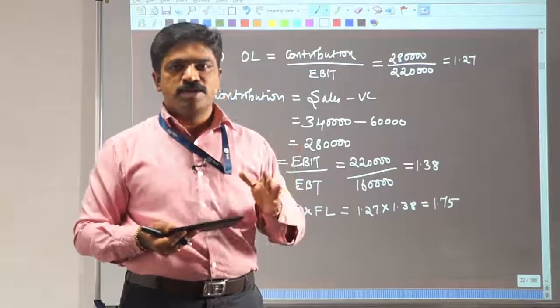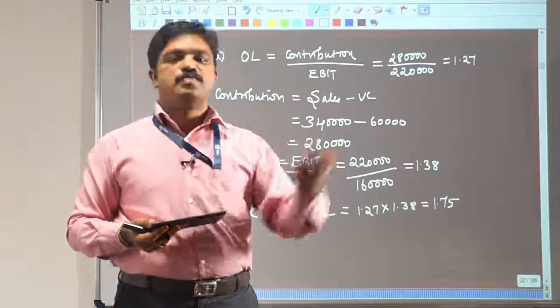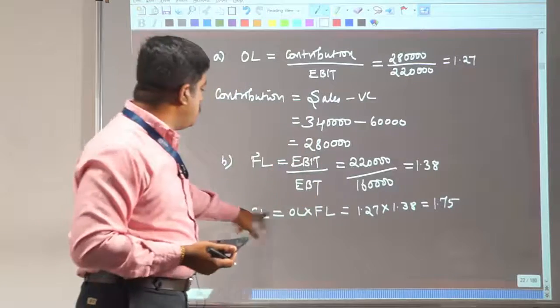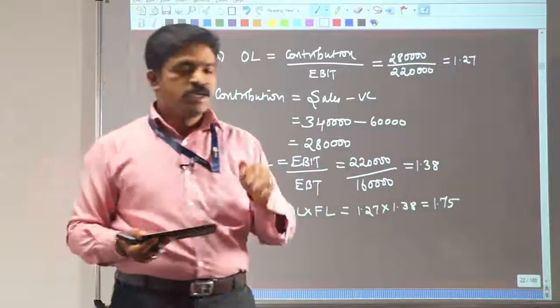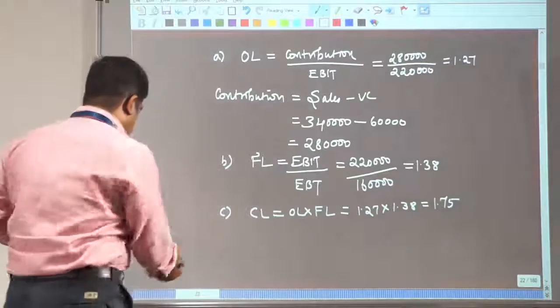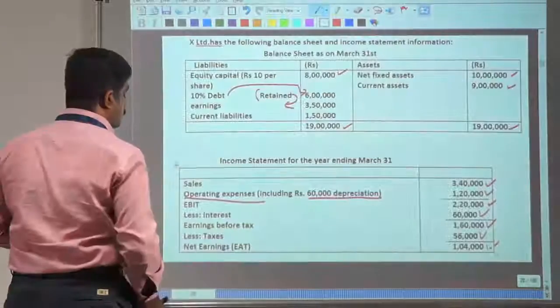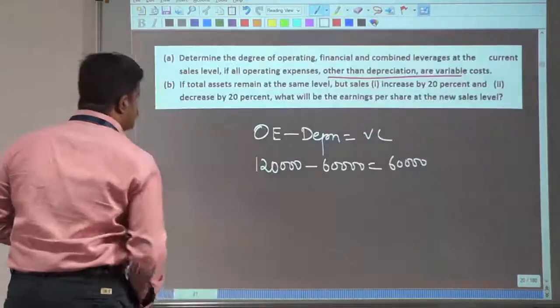And what is the implication? If my sales increases by 1 time, my EBT will increase by 1.75 times. Okay, so that's your question A. Now let's see question B. What was our question B?